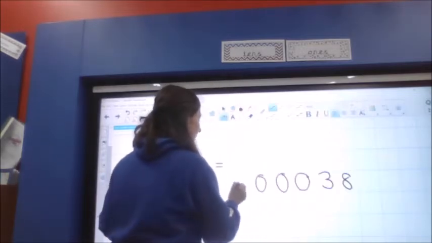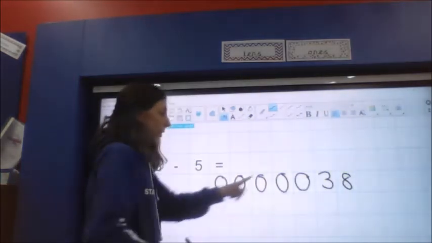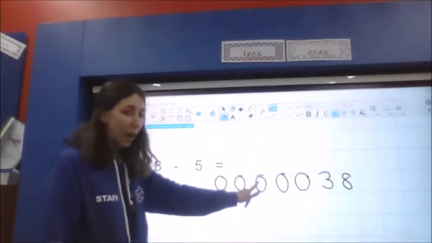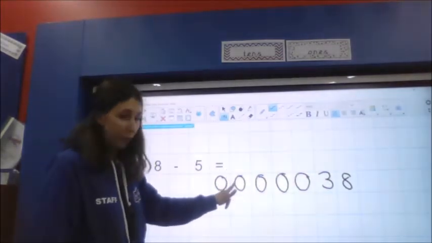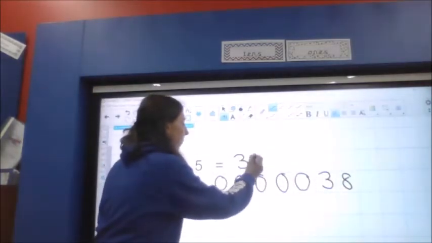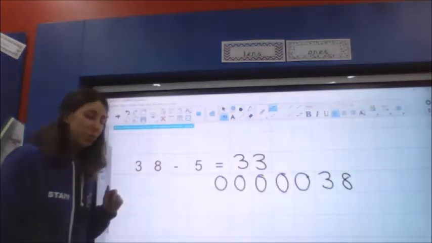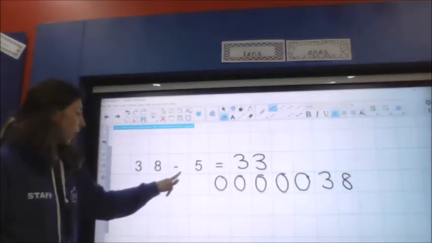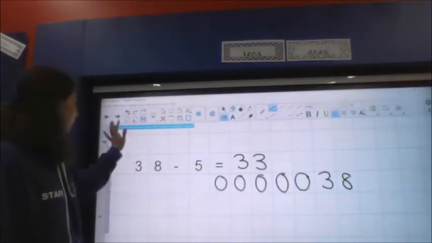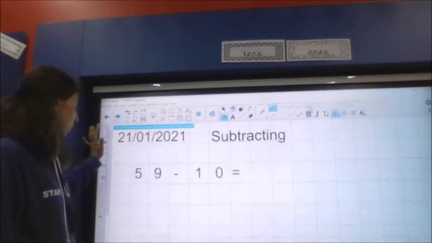1, 2, 3, 4, 5. 38, 37, 36, 35, 34, 33. Okay. Or again, without using your circles, you might be able to subtract your 1s, and for that one, because you have kept the tens the same and subtracted the ones.